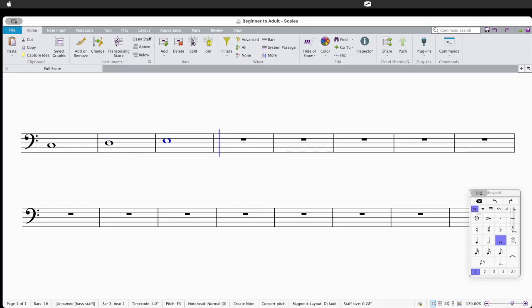So C, D, E, F, G, A, B, and C. And there's middle C there at this top note. And this is the ascending C major scale in bass clef.